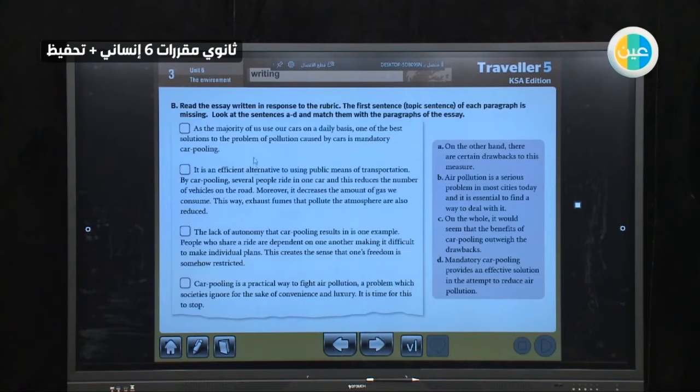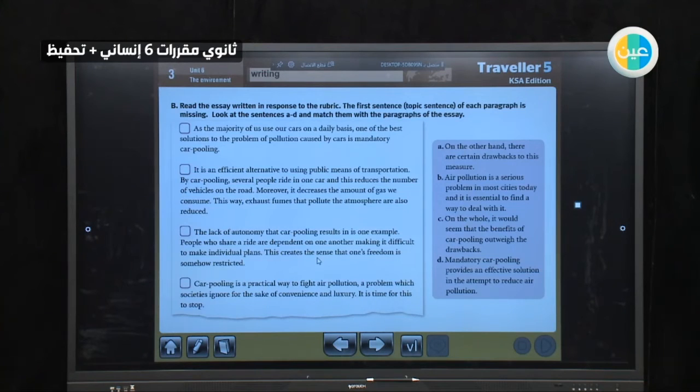Here you have an article and it's divided into 4 parts. In each part there is a missing sentence. The missing sentences are here on the right. These sentences are, let's say, the topic sentences. Topic sentence. Okay, so you will tell which topic sentence belongs to each paragraph. First of all, we will read the article itself, then go to the topic sentences and decide.